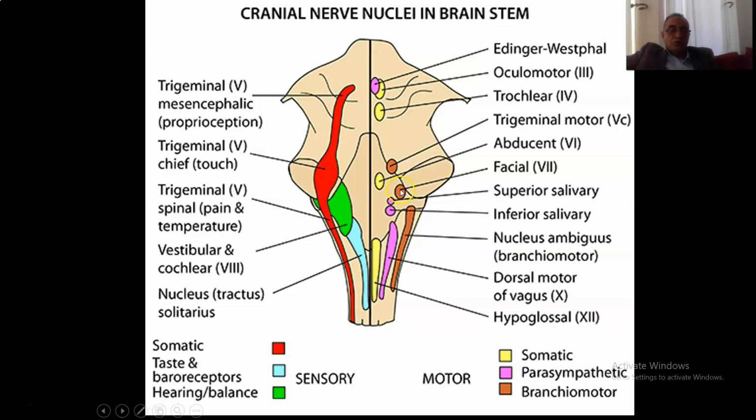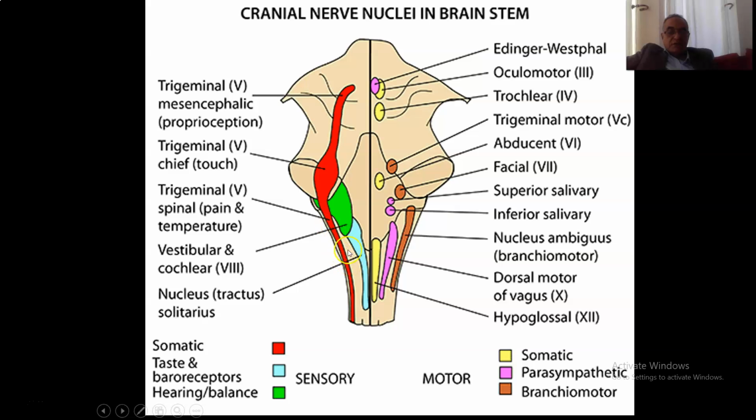We get the motor nucleus of the facial, and we get the abducent nucleus, and we get the motor nucleus of the trigeminal. If you go in the midbrain, you get in the lower midbrain the trochlear nucleus, upper midbrain, the oculomotor nucleus, the parasympathetic part of it, Edinger-Westphal nucleus. These are the motor nuclei.